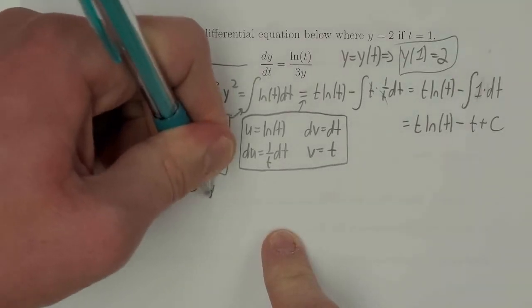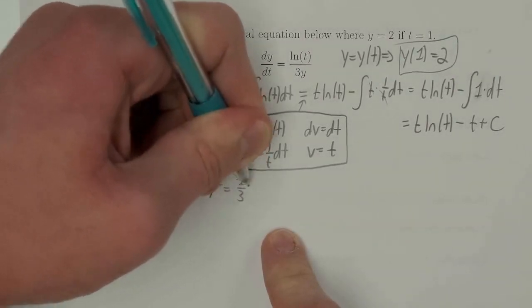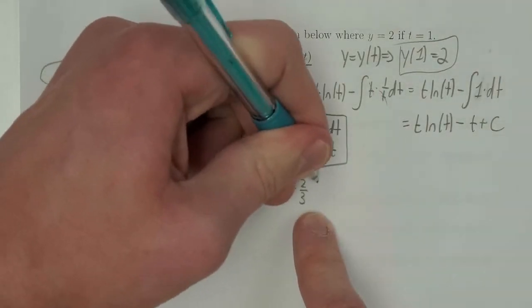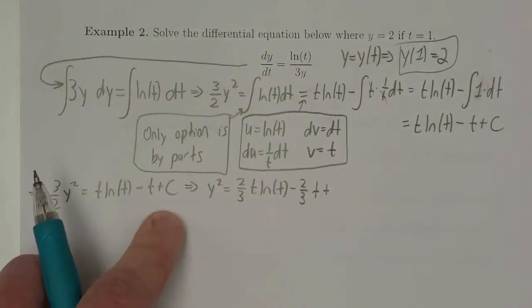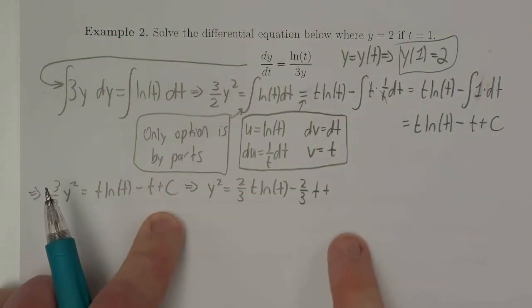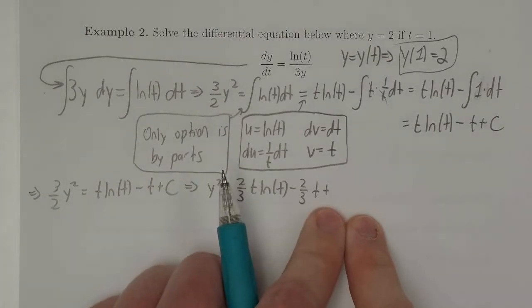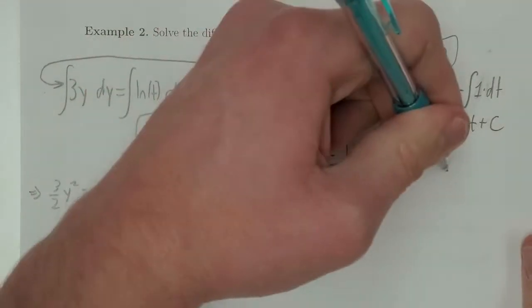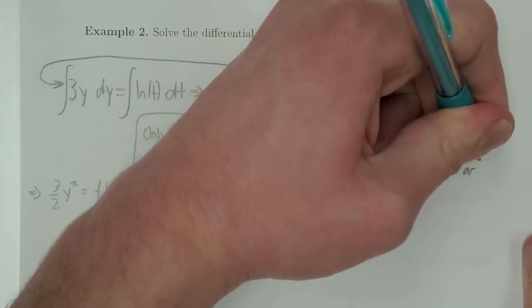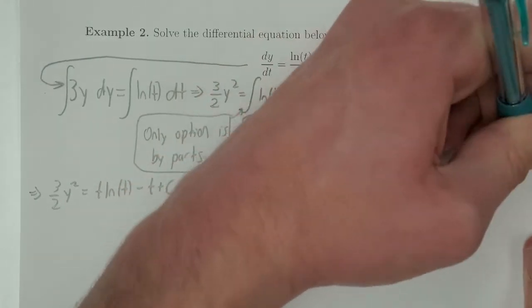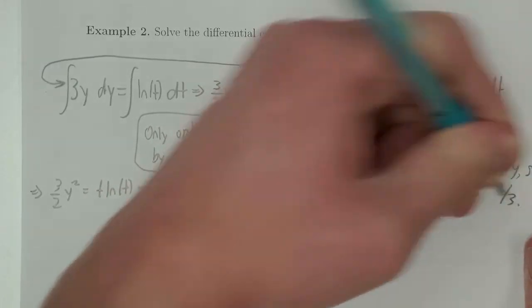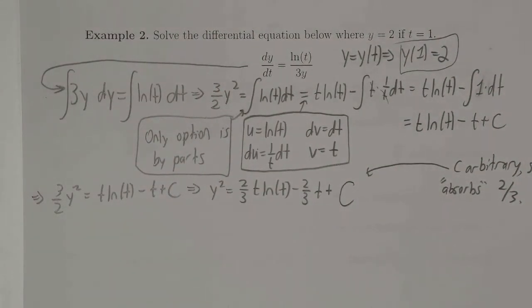So we have y squared equals 2/3 times t times natural log of t, then minus 2/3 times t, and then plus, remember, C is an arbitrary constant here. If you have 2/3 times C, it's just going to be another arbitrary constant, so in this case you just end up with C. So C arbitrary quote-unquote absorbs the 2/3.